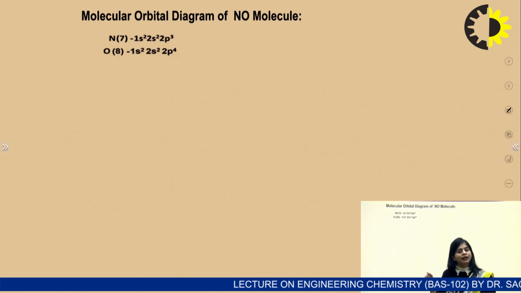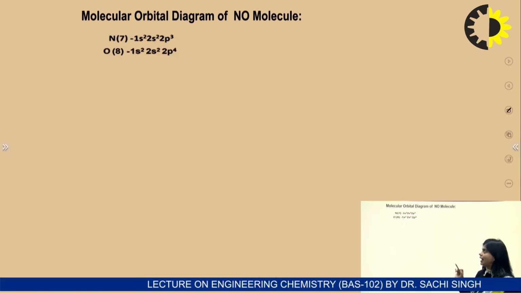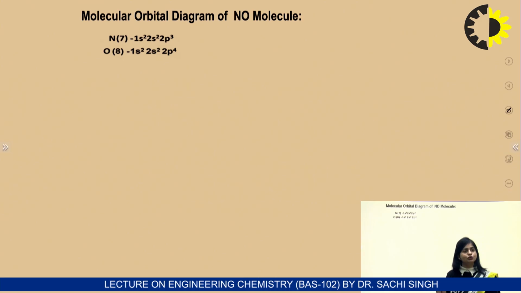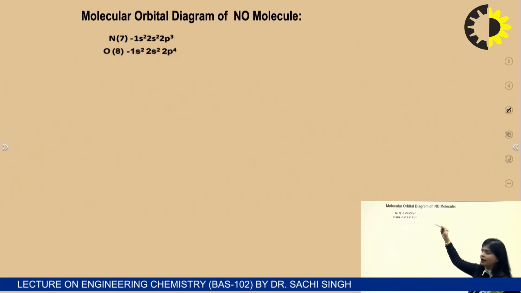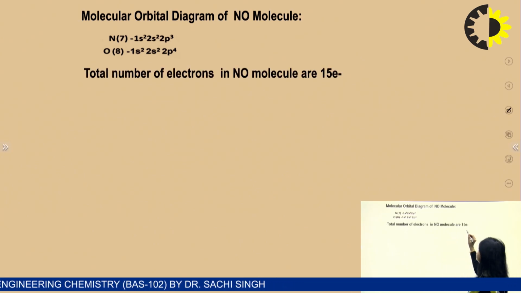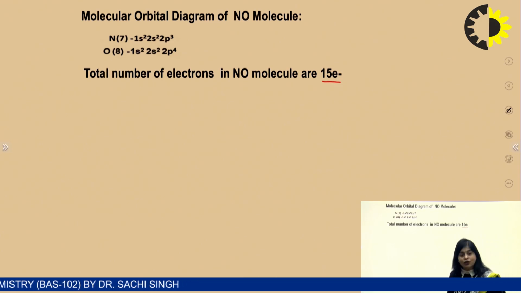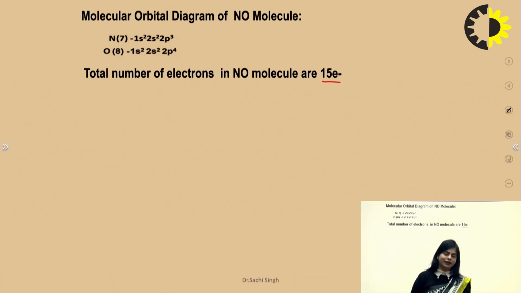So its electronic configuration is 1s2, 2s2 and 2p3. And for oxygen, it is 1s2, 2s2 and 2p4. When we combine 7 plus 8, the total number of electrons is 15. We have already discussed that when the number of electrons is more than 14, it follows case second of molecular orbital configuration.